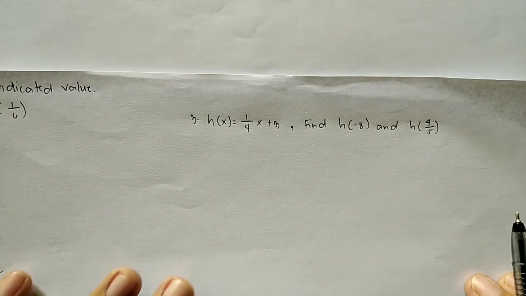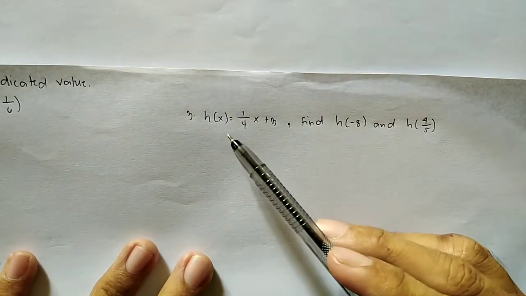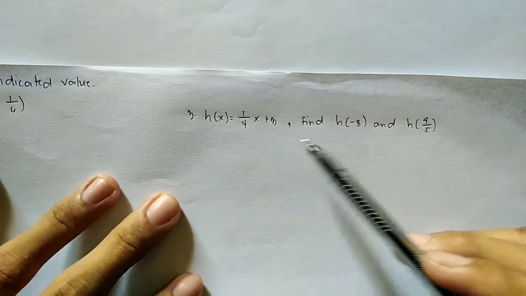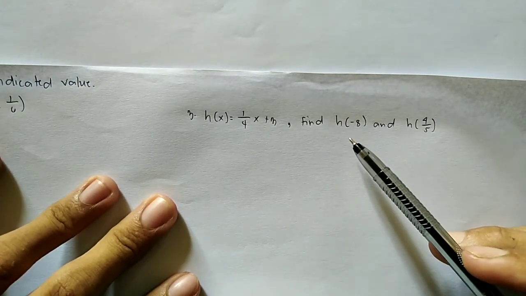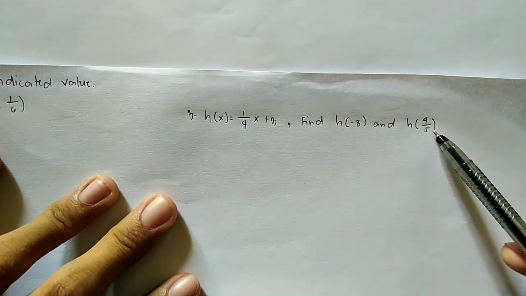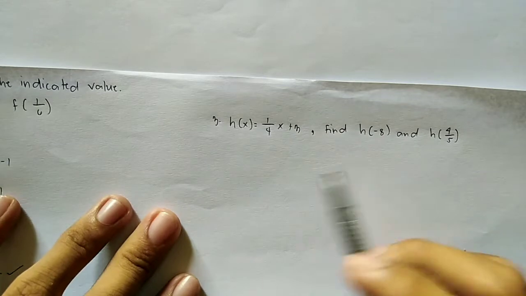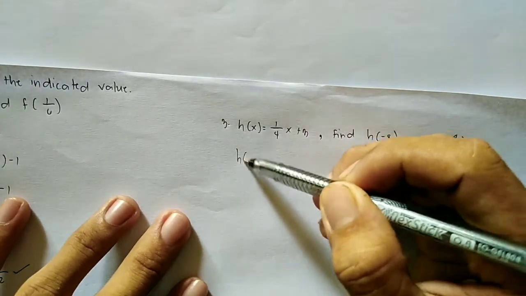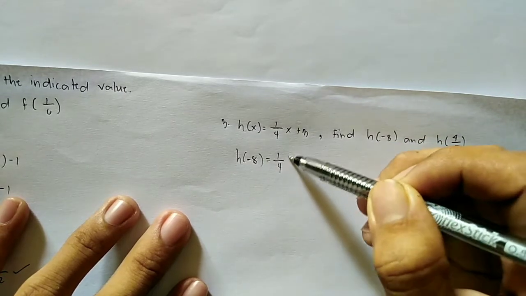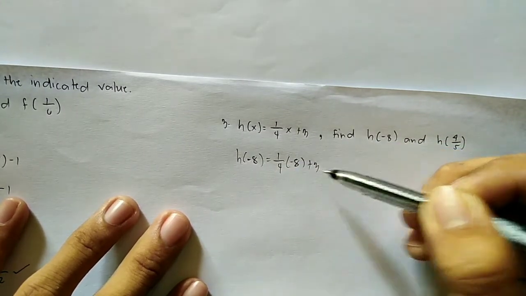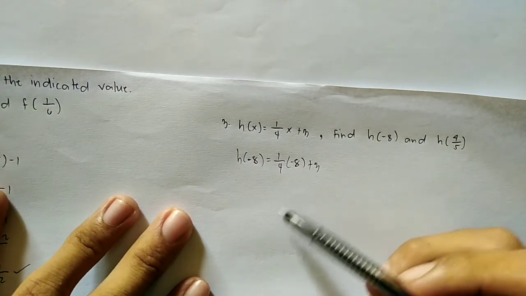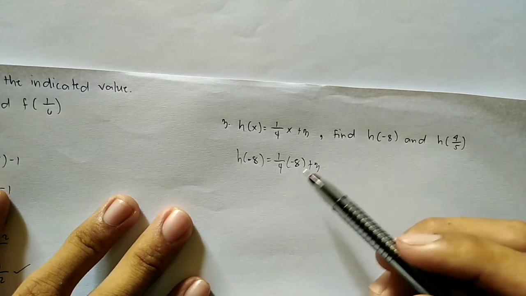So for example number 3, the given function is h of x equals 1/4 x plus 3. Then we have to evaluate the function using the indicated values, negative 8 and 4/5. At negative 8, we have to replace the x variable with negative 8. So it will become 1/4 times negative 8 plus 3. As simple as that, direct substitution only. The process involved here is just direct substitution.